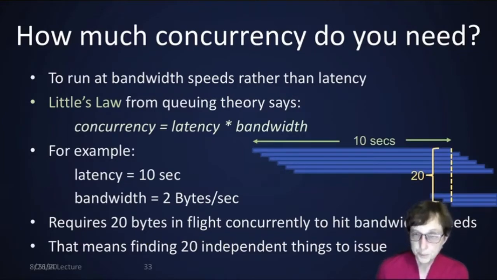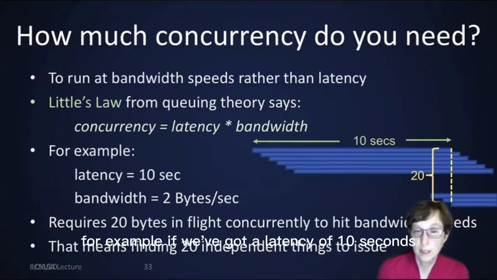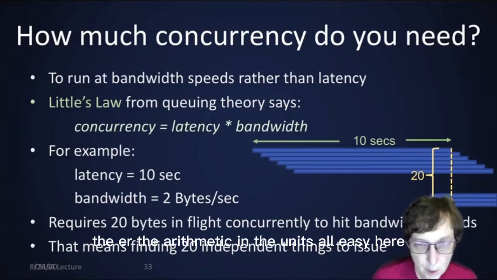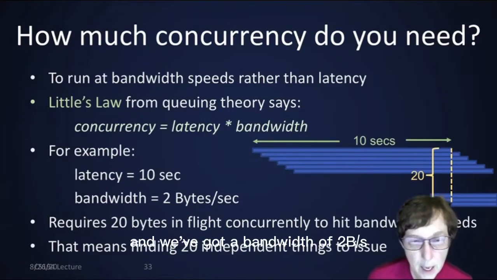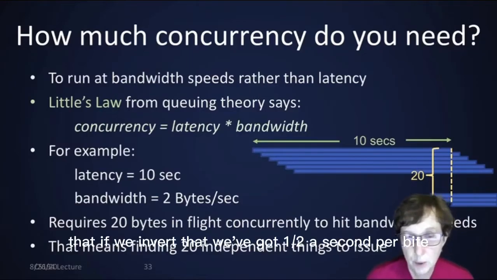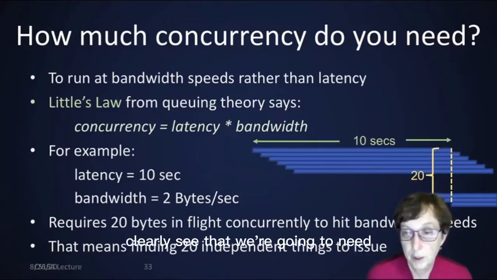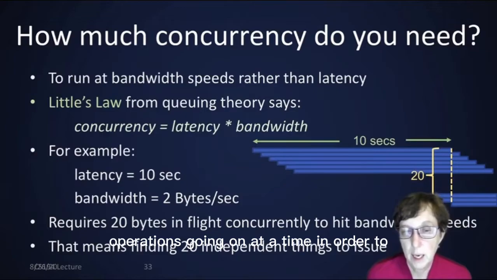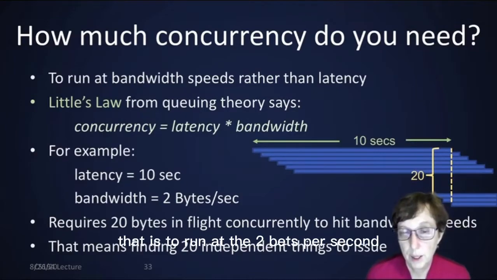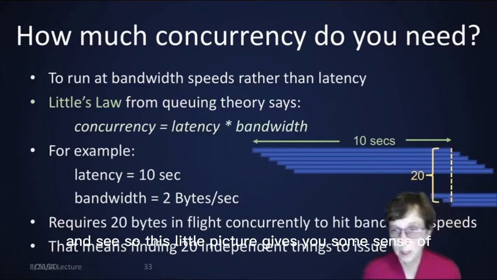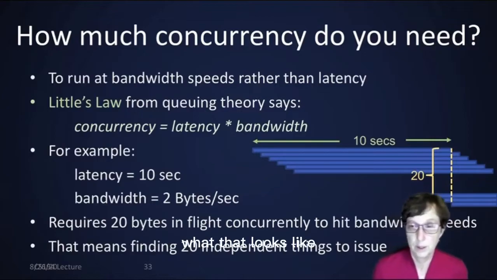What that means is, for example, if we've got a latency of 10 seconds, which is not really a computer hardware number, but just to make the arithmetic and the units all easy here, and we've got a bandwidth of 2 bytes per second, so that if we invert that, we've got a half a second per byte. Then we can pretty clearly see that we're going to need 20 of these operations going on at a time in order to saturate the bandwidth, that is, to run at the 2 bytes per second relative to the latency. So this little picture gives you some sense of what that looks like.